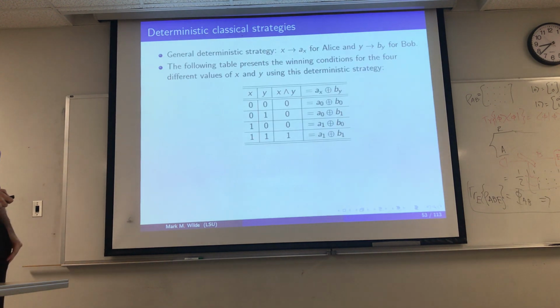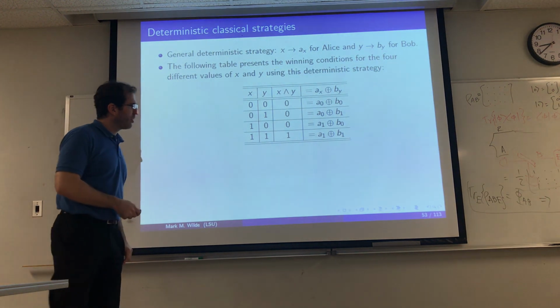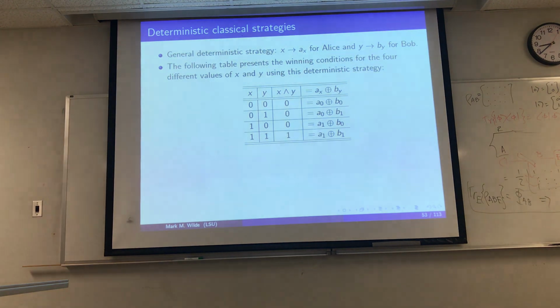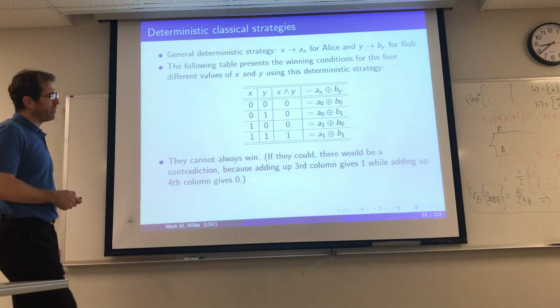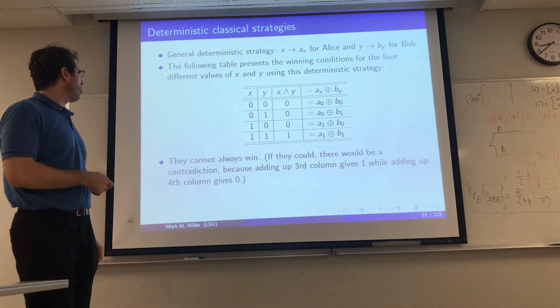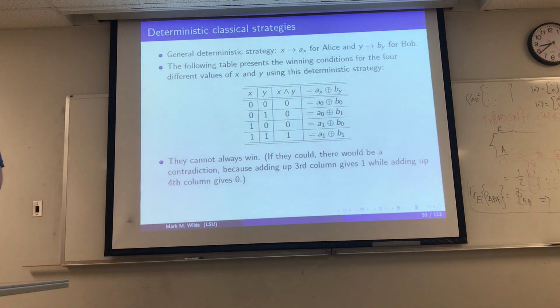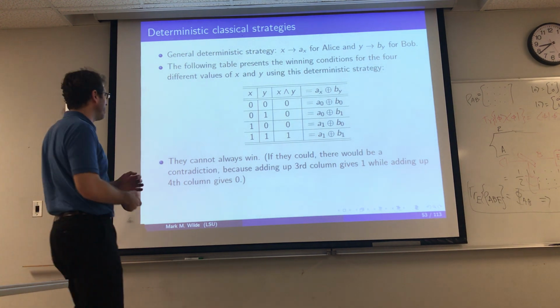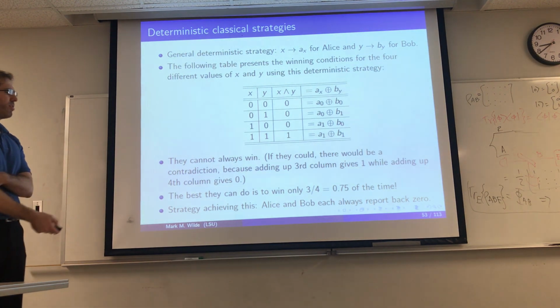You can prove the statement that we made. It's a simple logic thing that you do with binary logic. We've gone over time, so I won't go through it. Basically, you write down the set of equations that can be realized with a deterministic classical strategy, and you find that they cannot be simultaneously satisfied. Only 3 out of 4 of them can be satisfied. And then that's what we said. You just report back 0. Just don't raise your hand.